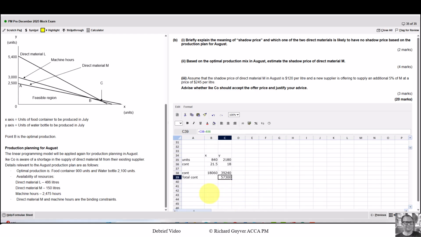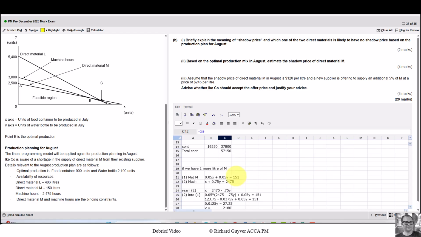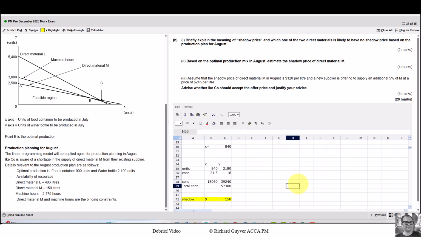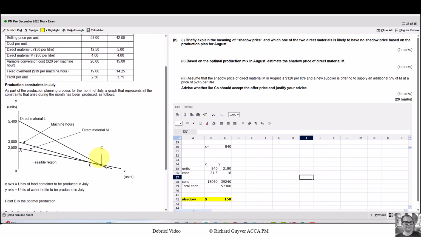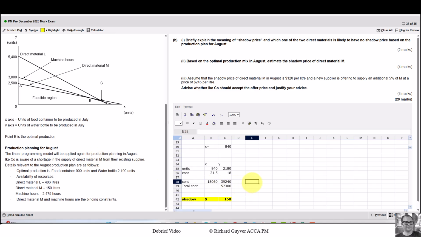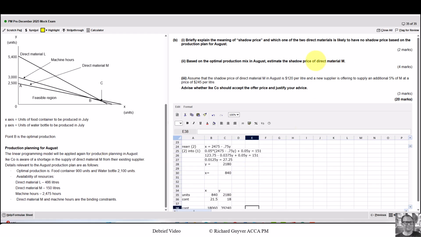So the shadow price is the maximum we'd be willing to pay, so it's the new contribution. We subtract the earlier contribution, the shadow price we would be willing to pay for 1 litre is $150. And remember, that's $150 over and above the 80 we're already paying. We'd be happy to pay up to 230 in total. That's a tough number of steps needed for 4 marks.